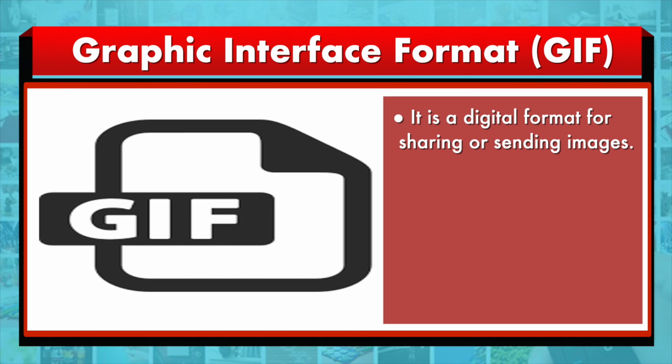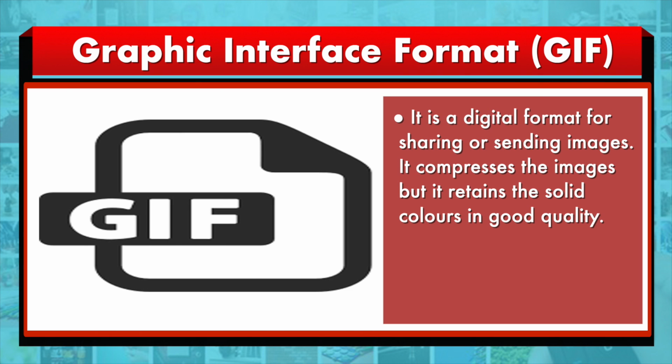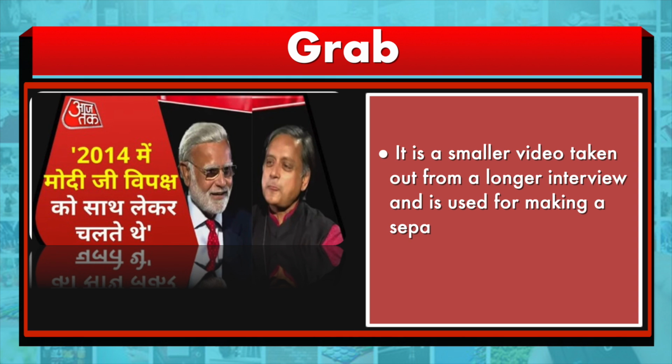Graphic Interchange Format (GIF). It is a digital format for sharing and sending images. It compresses the images but it retains the solid colors in very good quality. Grab. It is a smaller video taken from a longer interview and used for making a separate news story.